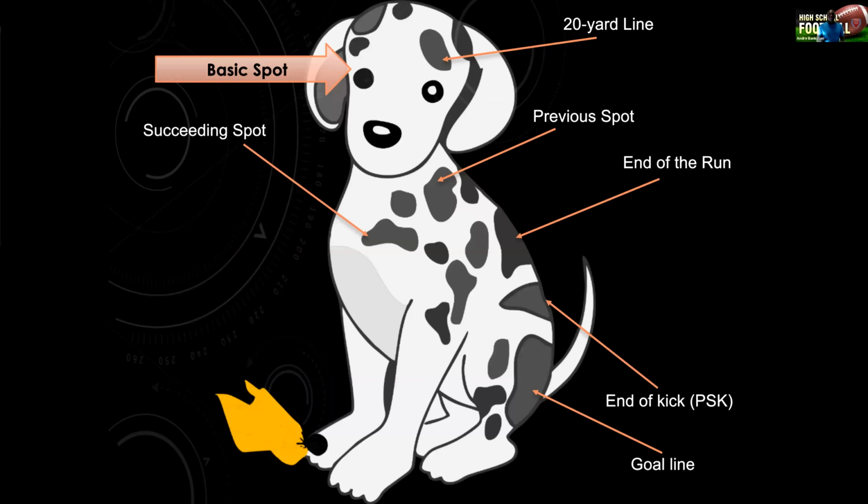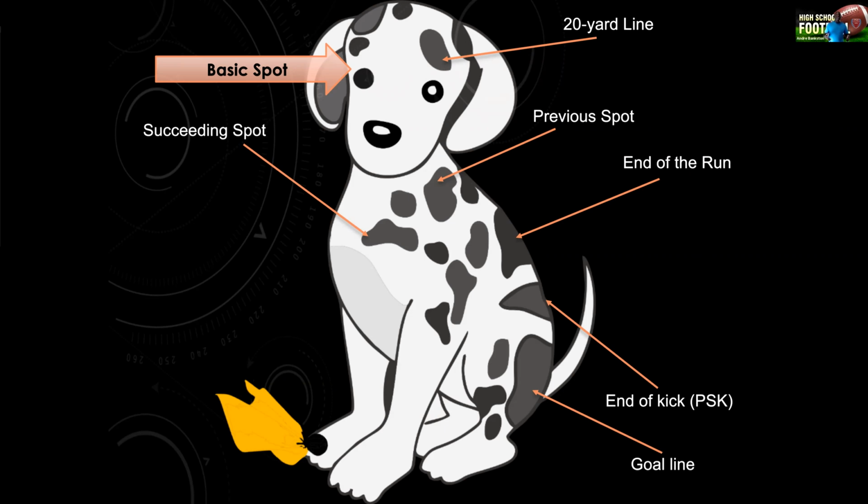So this is the spot. And let's just put it this way. The dog is what I call the basic spot. However, he's got different spots on him. If you see here, we've got the 20-yard line, the succeeding spot, the previous spot, the end of the run, the end of the kick, the goal line. All of these can be a basic spot.